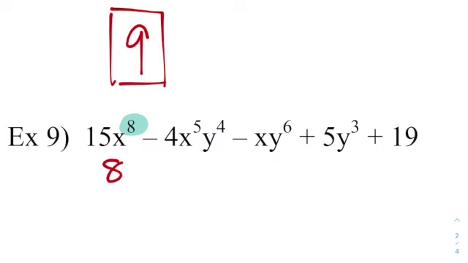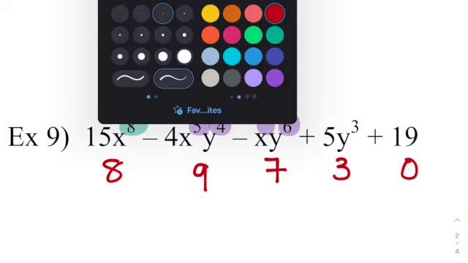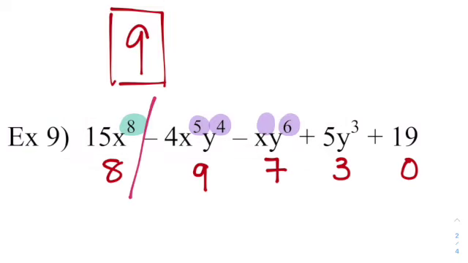For this one, I want to use a different color so you can see: 4, 5 plus 4. Therefore, it's going to be 9. And the next one is going to be 6 plus the 1. That's why it's going to be 7. And the next one is going to be 3. And the next one is 0. Separation of the term, I want you to see it, is right here. This is the separation. So what is the biggest degree of this polynomial? 9 is the answer.